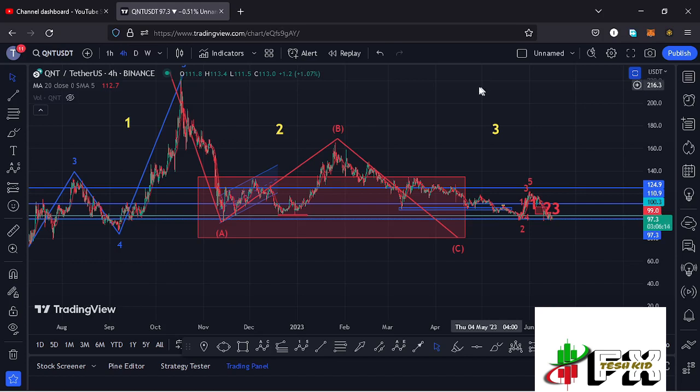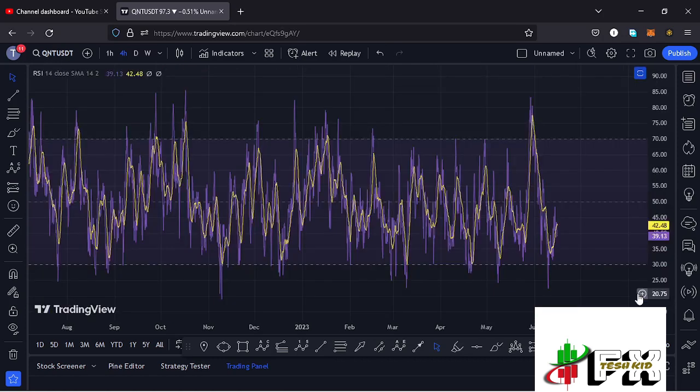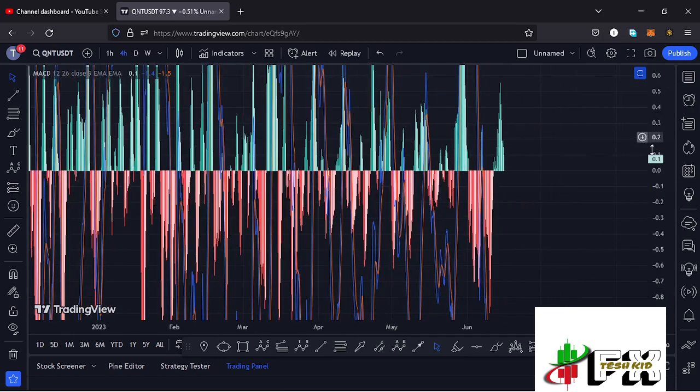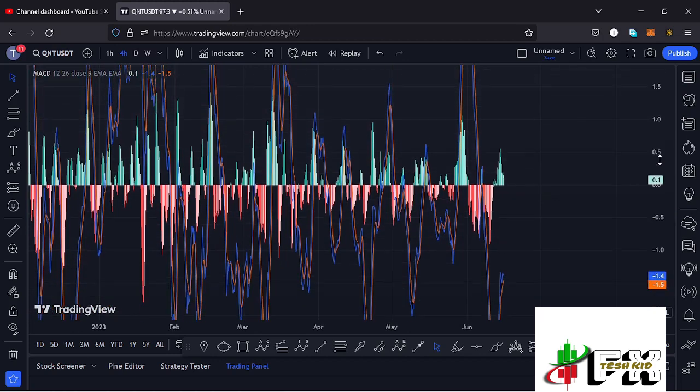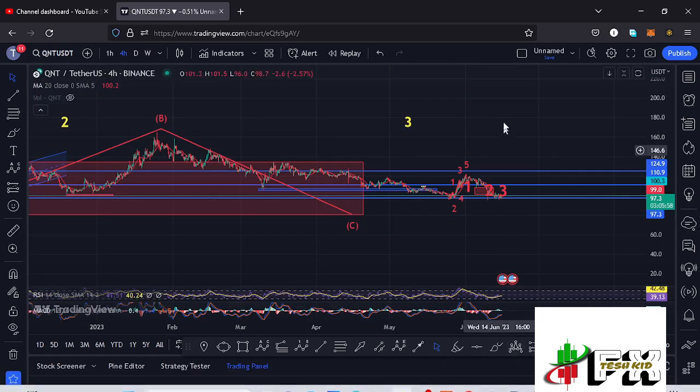Also taking a look at the indicators, on the RSI we are trading at around the 42 mark. Taking a look at the MACD, we have been able to print a bullish cross, fully supporting higher prices. So let's be patient and see how that plays out, and I'll be keeping you updated.